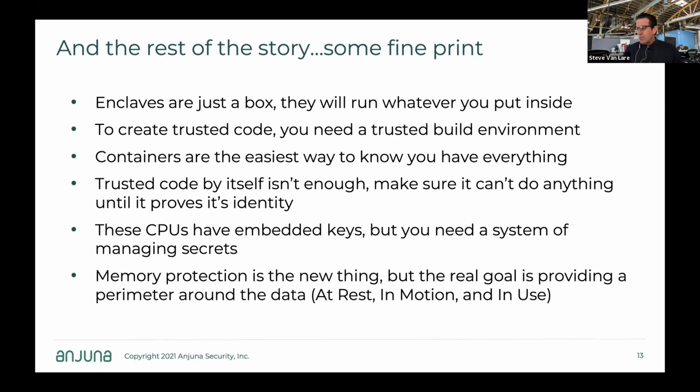And then finally, just a reminder that memory protection is the new shiny object that everybody's excited about. But the real goal is not protecting memory. The real goal is protecting applications, protecting the data that the applications are processing. So when we think about the perimeter, we should be thinking about the entire perimeter: the process in memory, the data it accesses, and the network connections that it makes.